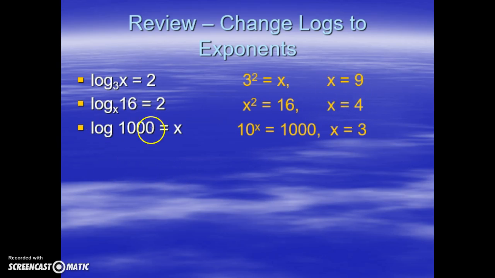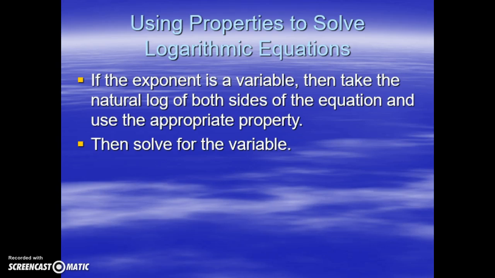Here we have the log of 1000. We know we have an assumed base here of 10. So log base 10 of 1000 equals x. 10 to the x would equal 1000, and therefore x would equal 3. So again, pretty straightforward way to solve logarithms, simply by putting them into their equivalent exponential form, and we know how to solve exponential functions.